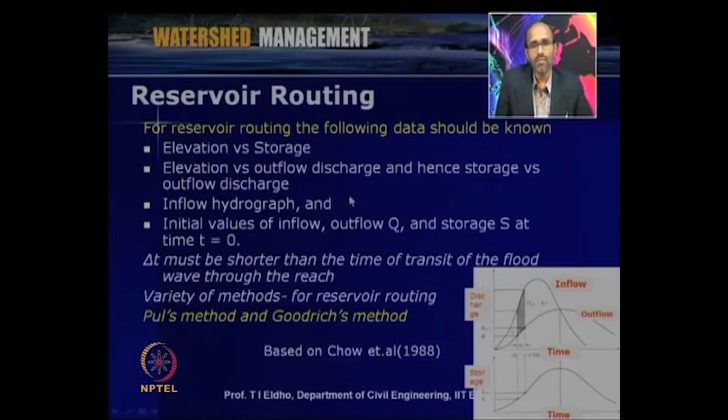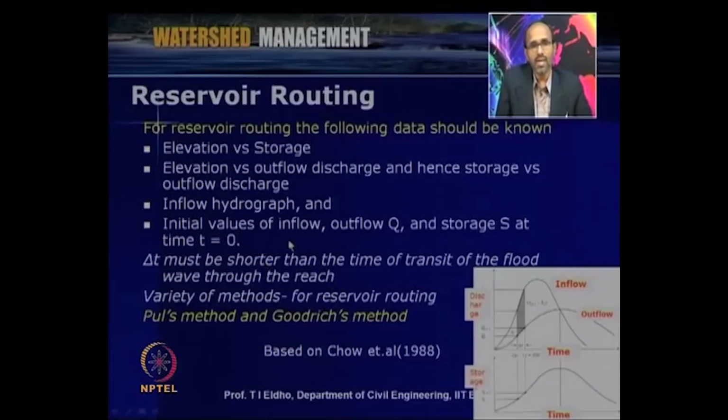Then we should know how much inflow is coming to the reservoir, so the inflow hydrograph should be known. We should also know the initial values of inflow, the initial values of outflow, and the initial storage S at time t equal to 0. If the starting time is t equal to 0, then, since this is a time dependent problem, at that time we need the inflow, the outflow, and the storage. Based upon that only, we go for the prediction for the next time step. As I mentioned, when we go for reservoir routing, the time step delta t must be shorter than the time of transit of the flood wave through the reach, which we consider within the reservoir.